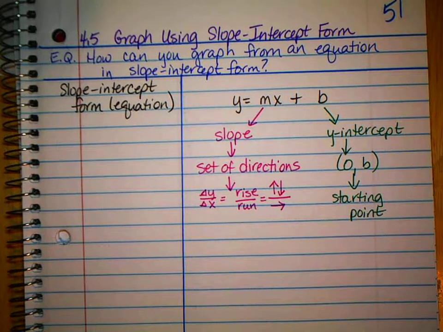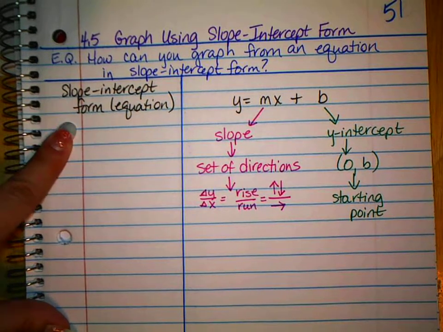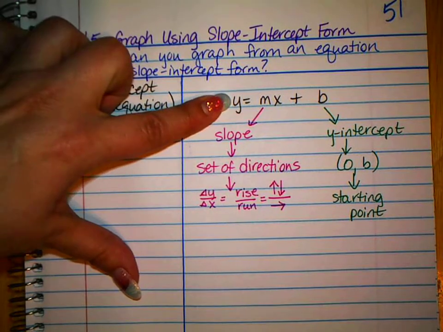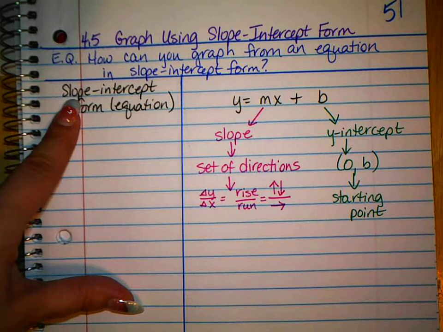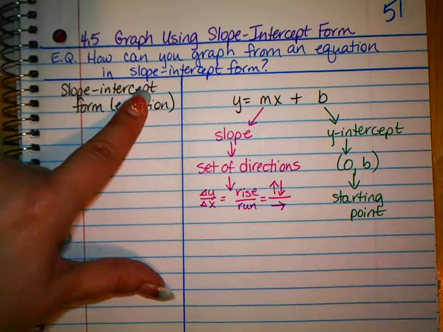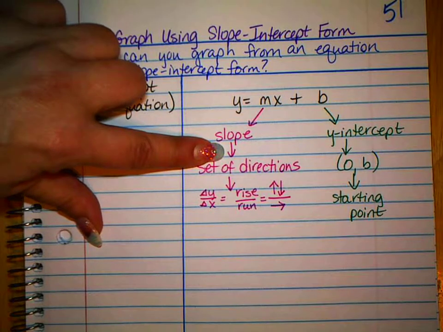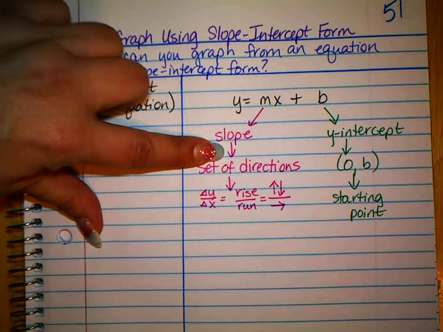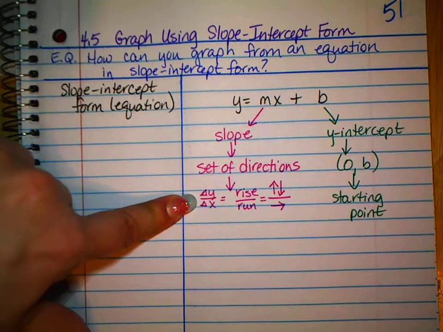Today we're going to graph using slope-intercept form, or from an equation in slope-intercept form. To remind you, the slope-intercept form of the equation is y equals mx plus b. It's called this because it gives you the slope and the y-intercept. The slope, that is your set of directions on how to get from one point to another point on the line.